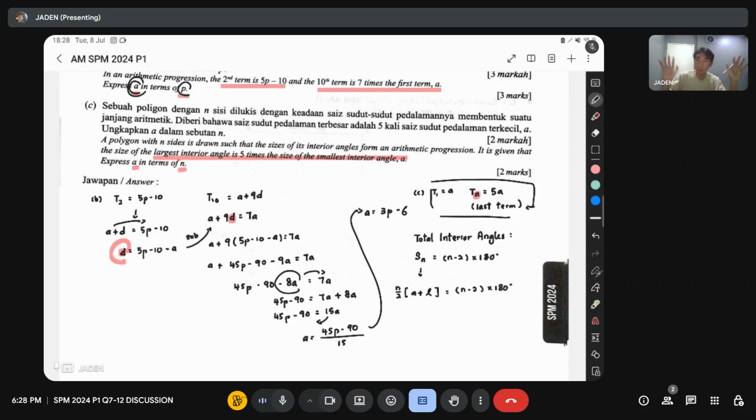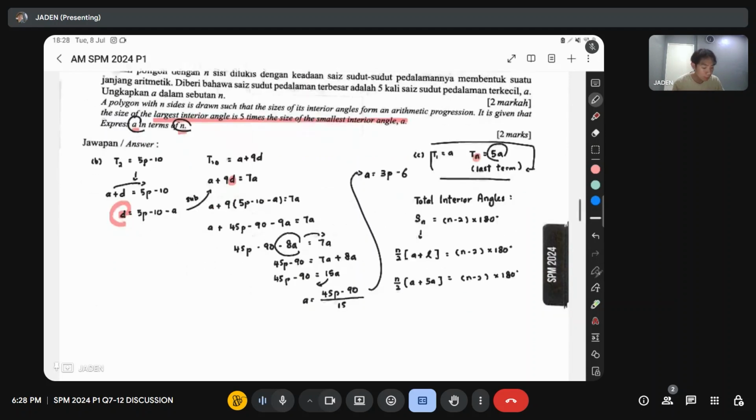Remember, the reason we can make these two the same thing is because we are both referring to the sum from the first term all the way to the last term. So n per 2 bracket a plus l. Because my last term is 5a, I will replace l with 5a: n per 2 bracket a plus 5a equals n minus 2 times 180. Remember, the question wants us to find a in terms of n. So let us continue from here: n divided by 2, 6a, equals n minus 2 times 180.